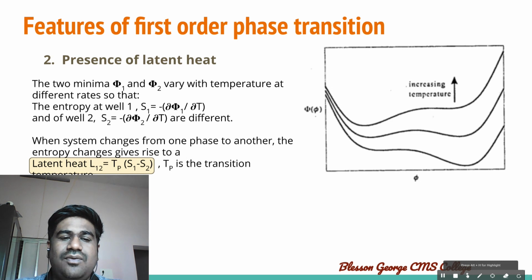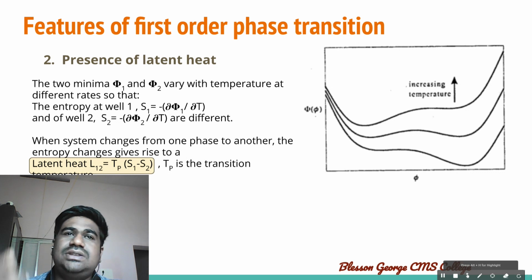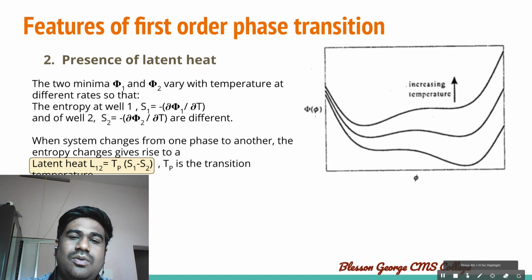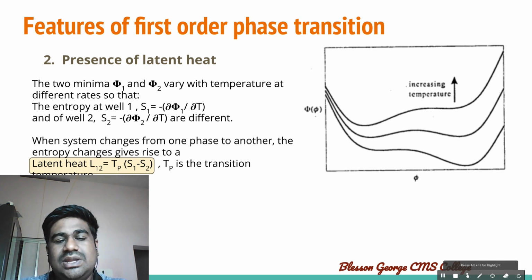So entropy at well 1, that's S1, is equal to dou phi 1 by dou T, and entropy at well 2, S2, is equal to dou phi 2 by dou T. They are different. So when the system changes from one state to another, there is a difference in the entropy, and this gives rise to a latent heat L12, which is given as Tp into (S1 minus S2), where Tp is the transition temperature.